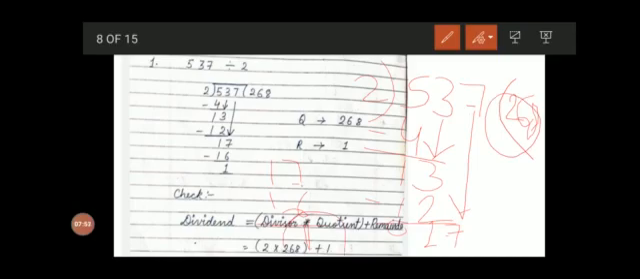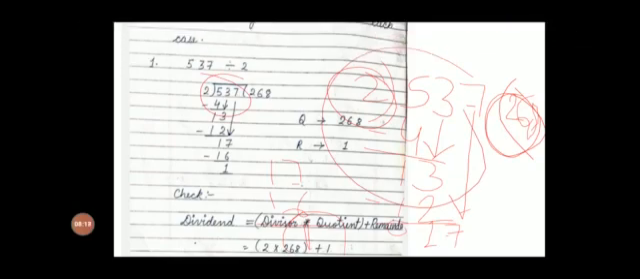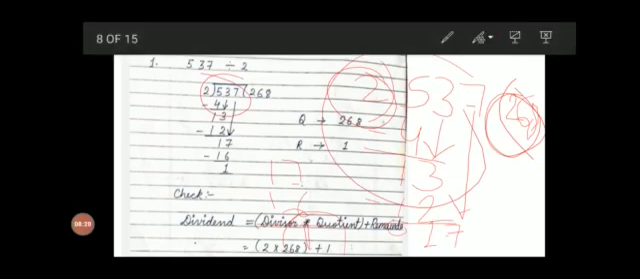If we want to check whether the answer is correct or not, we will multiply the divisor into the quotient plus the remainder. If we multiply 2 into 268, and then add the remainder, we get 537. It means your division is correct. Now the second divide.